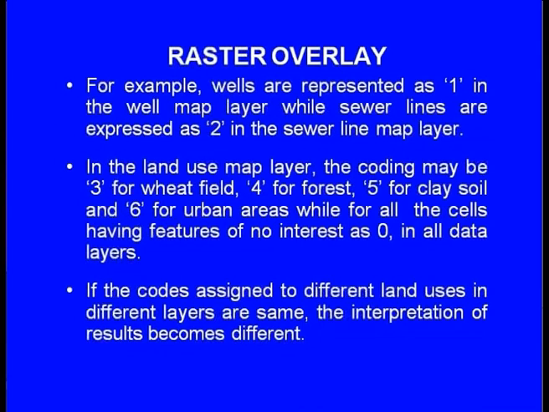For example, wells are represented as 1 in the well layer map, while sewer lines are expressed as 2 in the sewer line map. In the land use map layer, the coding may be 3 for wheat, 4 for forest, 5 for clay soil and 6 for urban, while all the cells having features of no interest may be stored as 0 in the data layer. If the codes assigned to different land uses in different layers are the same, the interpretation of the results becomes different.